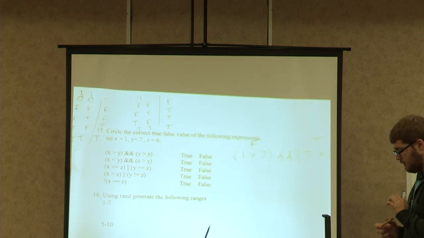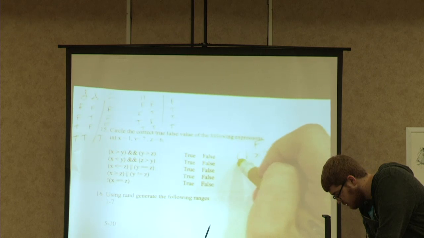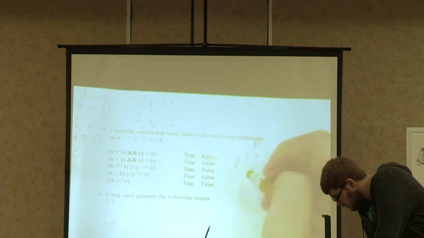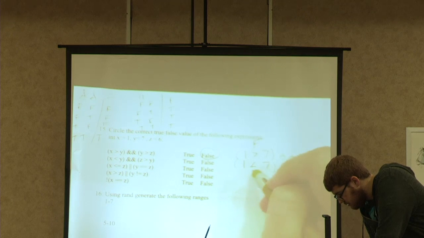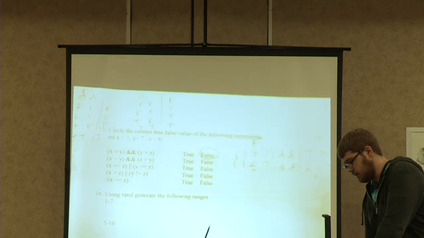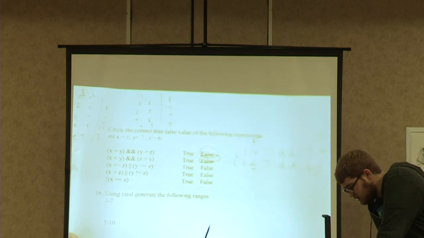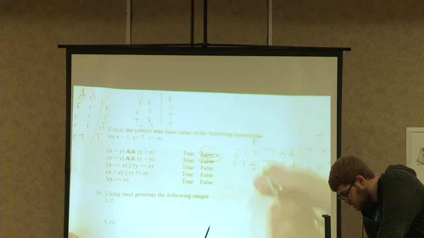If x is less than y and z is greater than y, is it true or false? This one is false. Okay, let's work through it. We got 1 is less than 7, and z is greater than y. That is 6 is greater than 7. This one is true, but this one is false, making the whole thing false. Okay, next one we got x is less than or equal to z, or y is equal to z.